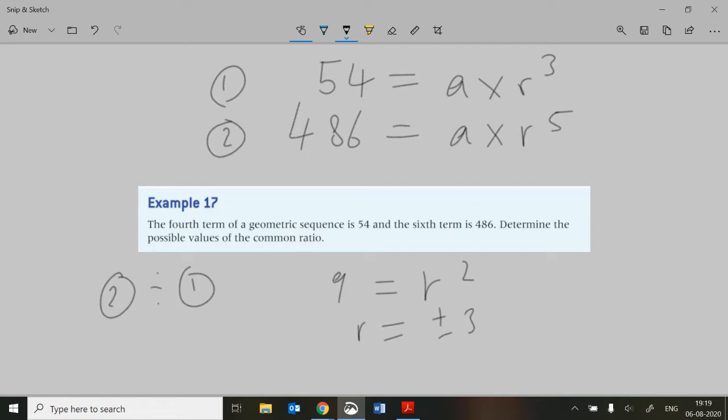So r is either equal to plus or minus 3. It can't be equal to -3, or can it? Oh, no, it could be, because you could be timesing by -3, and then by -3 again, it would take us back to positive. So both work. Oh, that's interesting. It says determine the possible values of the common ratio. So there we go. Oh, and we're done. So -3 actually does work as well.